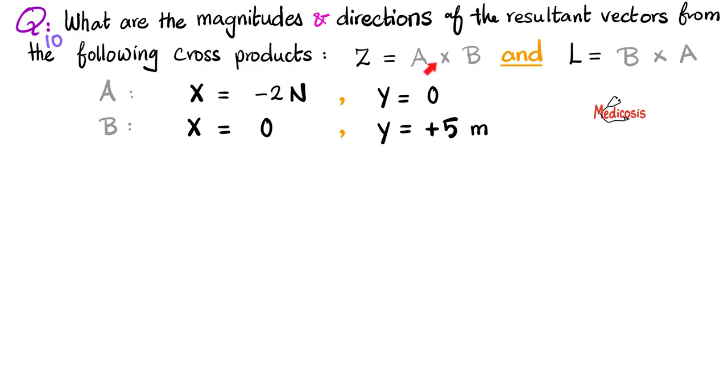Z equals A times B and L equals B times A. See how I did it? It's non-commutative because these are vectors being multiplied with one another. And for A, x equals negative 2 newtons, y equals 0. But in B, x equals 0, y is positive 5 meters. Please take a moment to pause and try to answer this yourself.